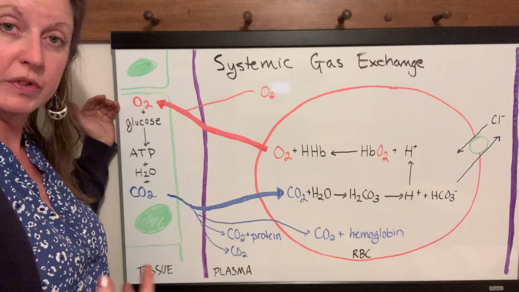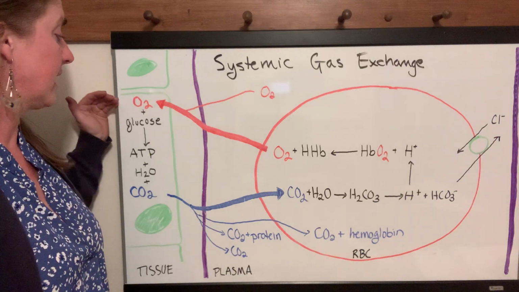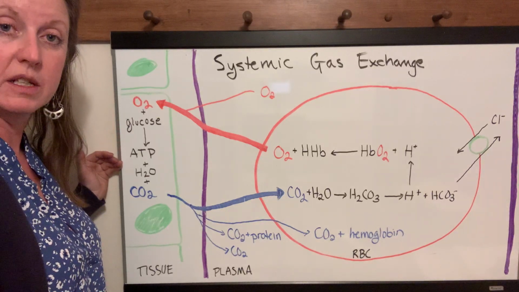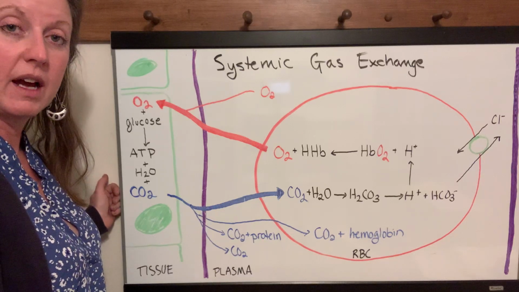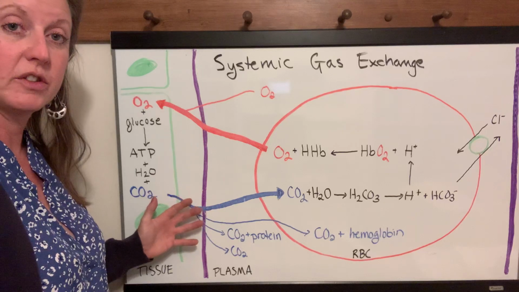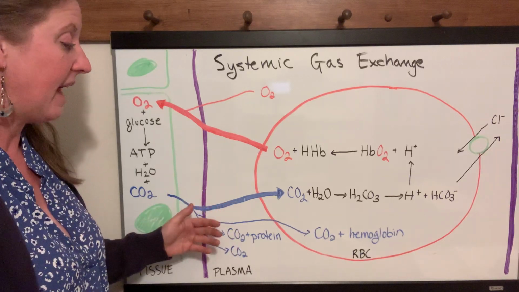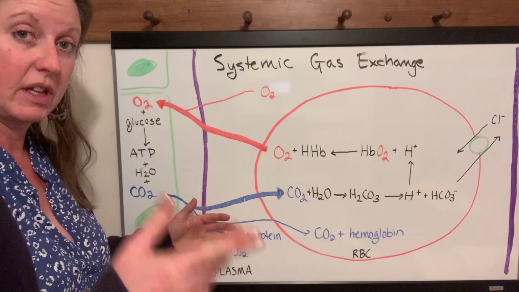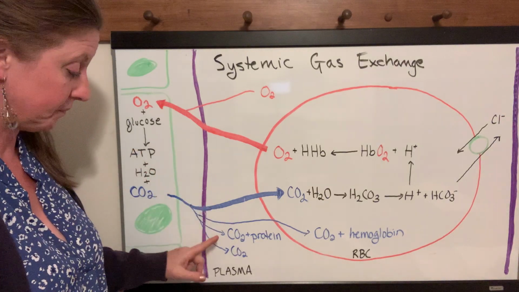Cells that are producing ATP, that are metabolically active, take oxygen, use it to break down glucose, and produce ATP, water, and carbon dioxide. This carbon dioxide diffuses out of the cell into the interstitial space across the capillary wall, and then travels through the bloodstream to reach the lungs, which we'll talk about next, in one of four forms.